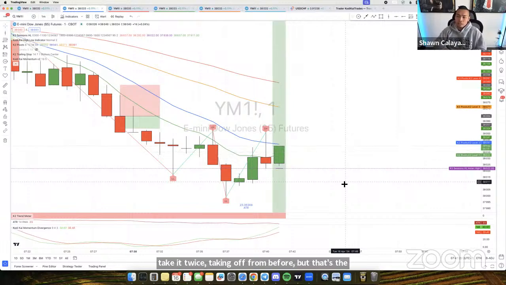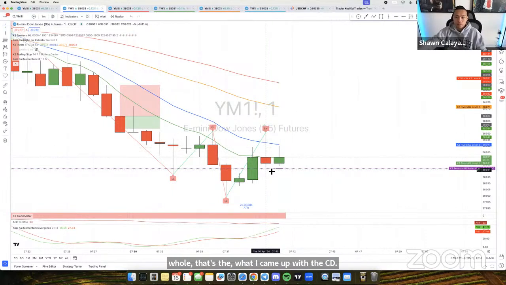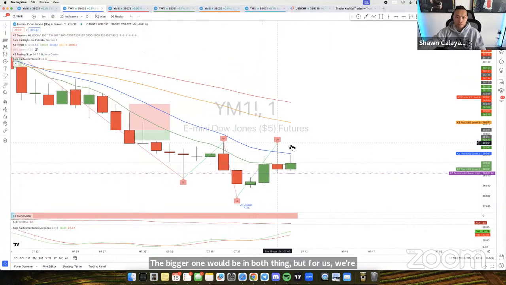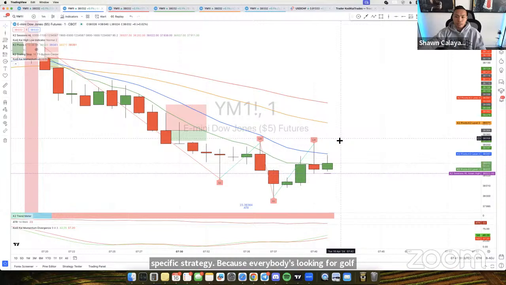So the CD is actually an opposite of engulfing. You look for a smaller candle versus a bigger one. The bigger one would be engulfing, but for us, we're looking for the smaller, which would be opposite of engulfing. And that's kind of where I found my edge with that specific strategy because everybody's looking for engulfing, right? Engulfing is one of the most common reversal strategies that people follow.